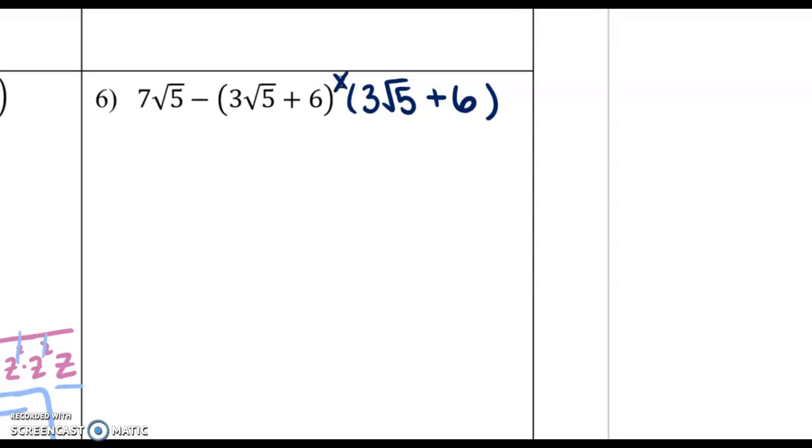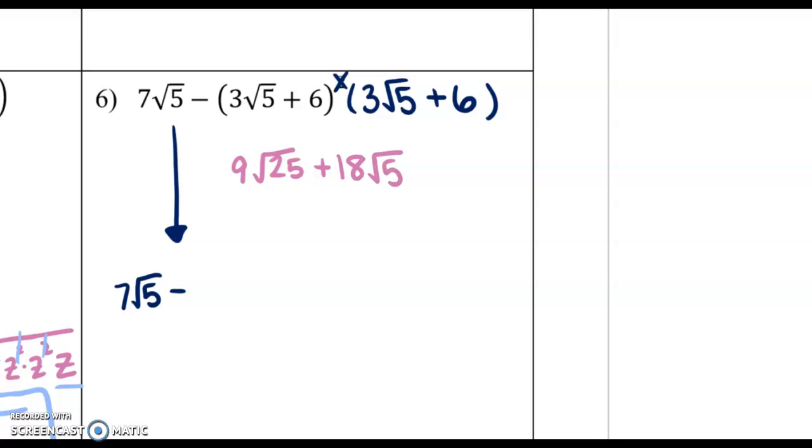So starting with the FOIL. I'm going to leave this here on the outside, but I'm going to start with the FOIL. So with the FOIL, first, outer, inner, last, or double distributing, what I'm going to end up getting is 9 root 25 plus 18 root 5 plus 18 root 5 plus 36, because 6 times 6 is 36.